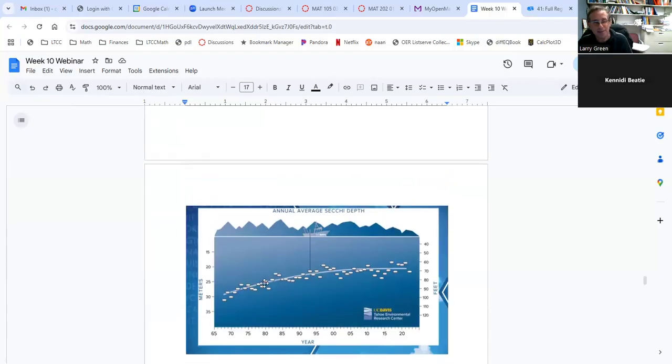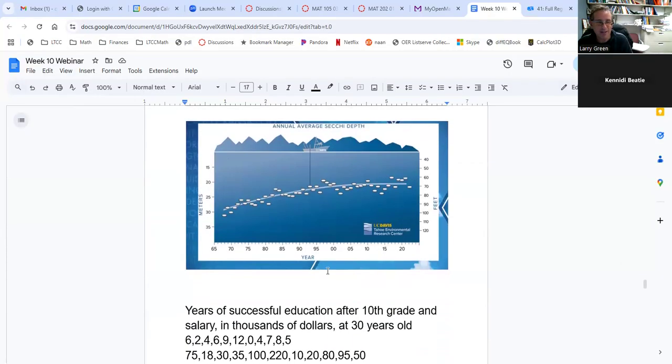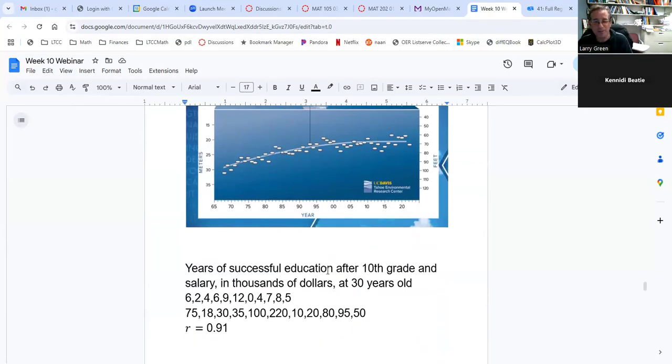And this is the big thing that we talked about. Okay, let's do one more example before we finish. Let's suppose that we looked at years of successful education after 10th grade and salary in thousands of dollars at 30 years old. And let's suppose this is the data we had.